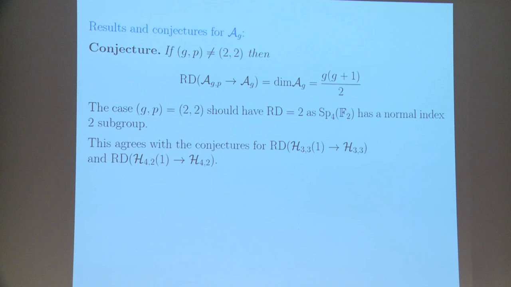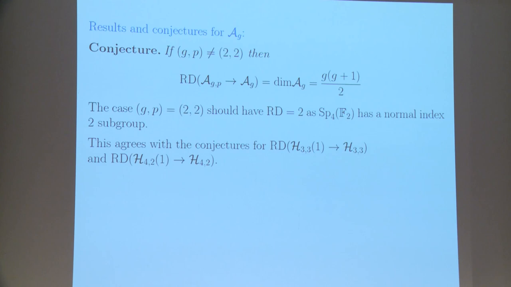A2, that's right. Sorry. No, I was confused because G was 2, and so I was still thinking about this example. But then P is 3, right? Yeah, good. So in that case, the dimension of A2 will be 3, and we're conjecturing it's 3 here. And in the other case, it's A3, 2, which means the dimension will be 3 times 4 on 2, so it should be 6.